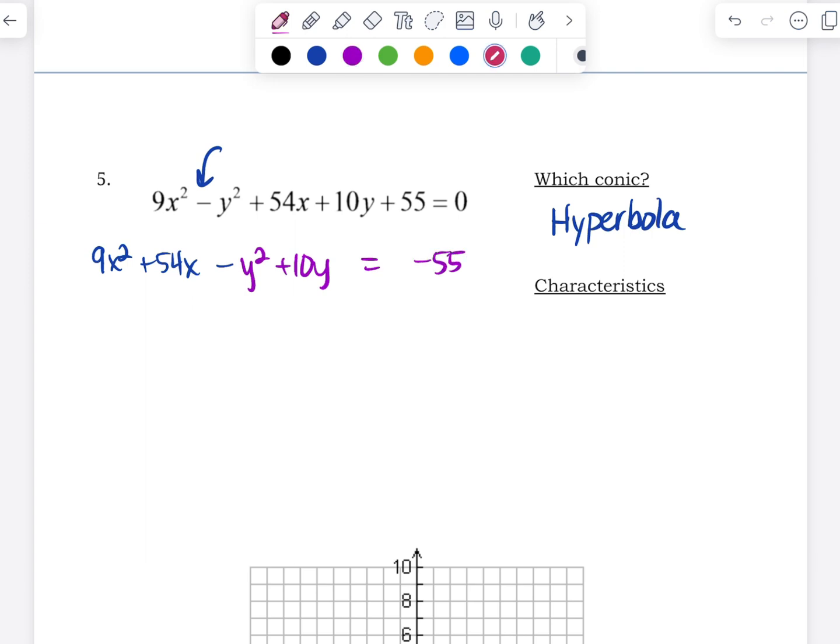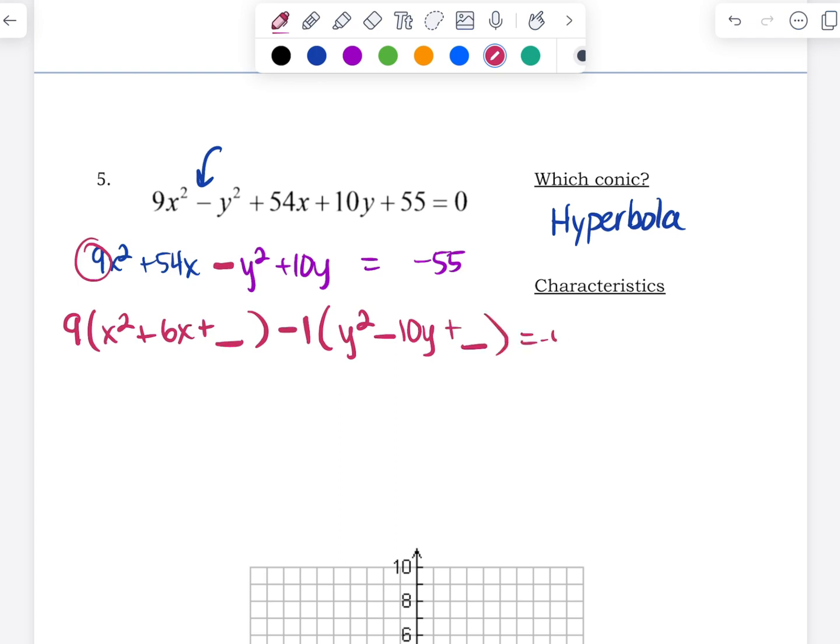Okay, so the 9 gets factored out of the x squared and the 54x. So that's 6x plus something. And then the negative gets factored out. That's a GCF, okay? So that would make this y squared minus 10y plus a number. And then we're still equal to negative 55.